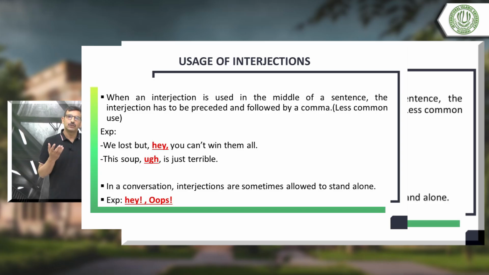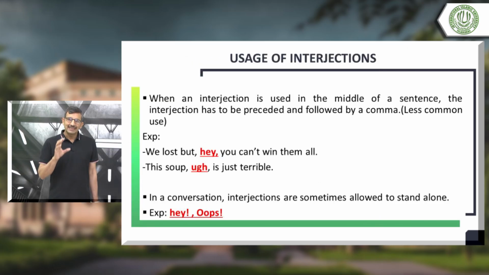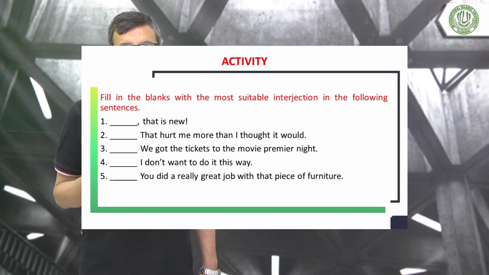There is another usage of interjection, and that is when the interjection stands alone. For example, hey, oops. Here the interjection alone conveys the meaning. At the end of this session, here we have an activity. Through this activity, you can better understand how to use interjections in various sentences.